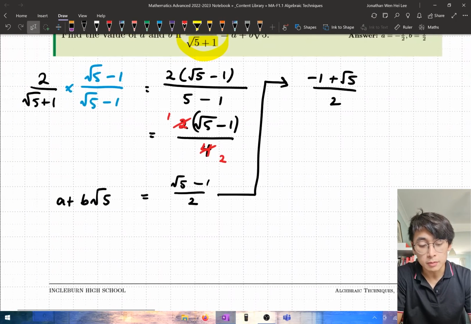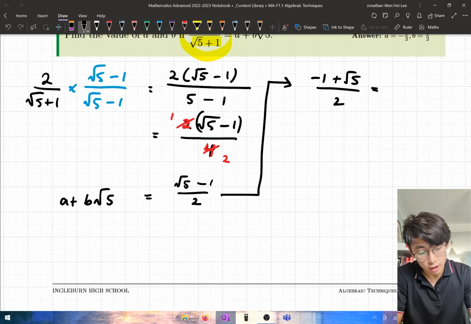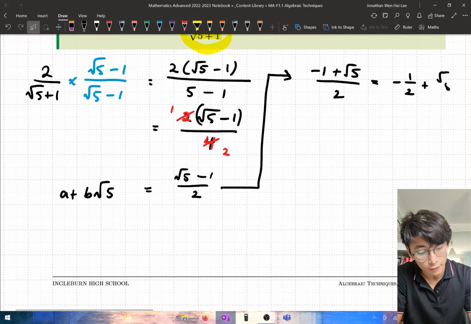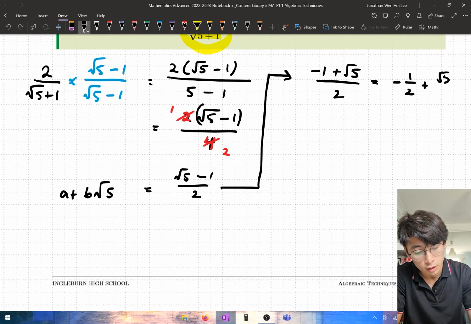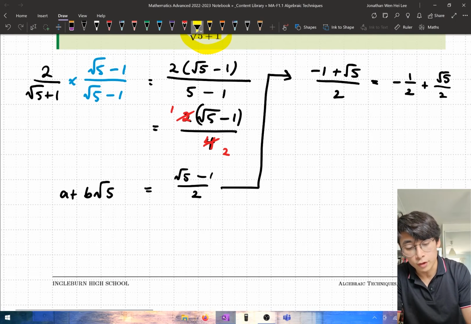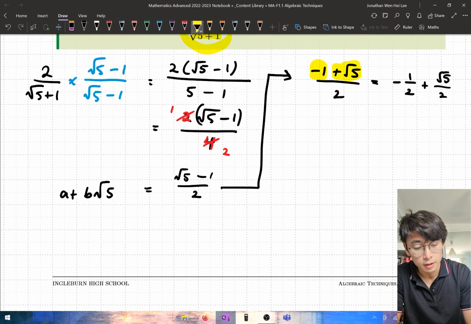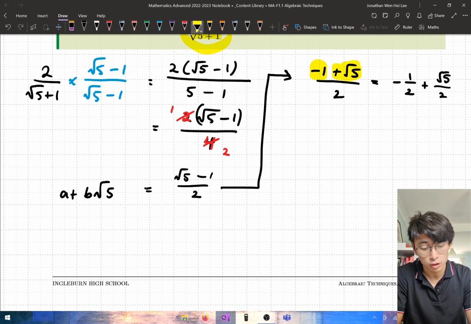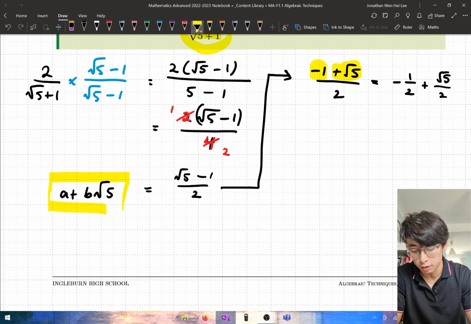Now the next thing I'm going to do is split the fraction. Now you can do that. You can just rewrite this as negative 1/2 plus square root 5 over 2. So I've just split the fraction into two parts based off the two terms in my numerator. So here I've just split the fraction in two, and hopefully you're starting to see, hang on, this is starting to look a little bit like my expression here, a plus b root 5.